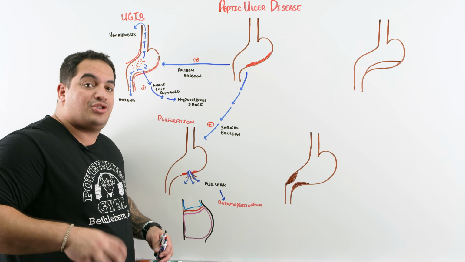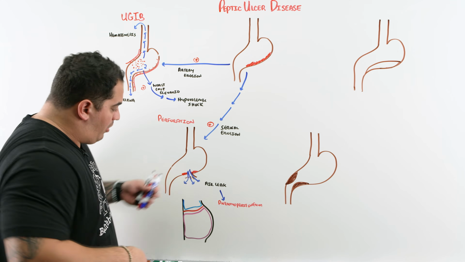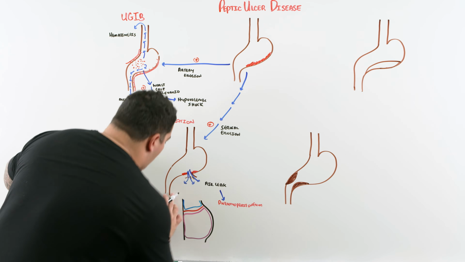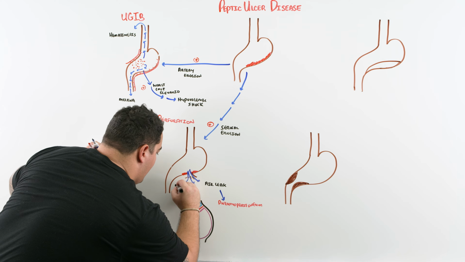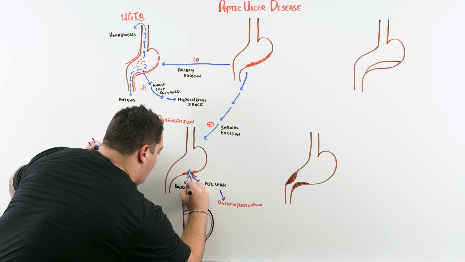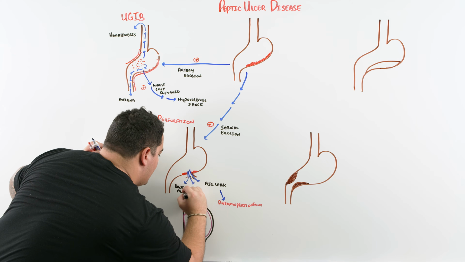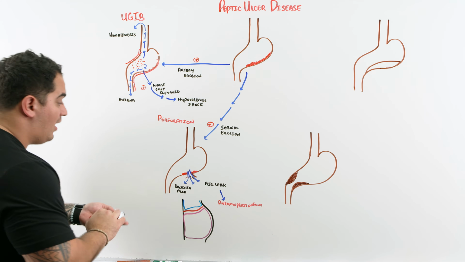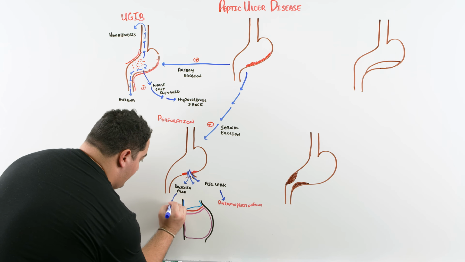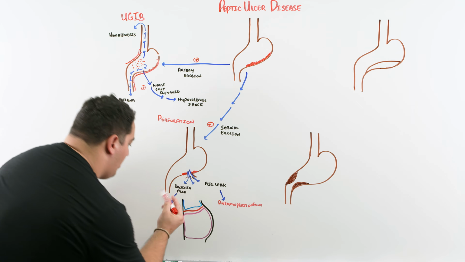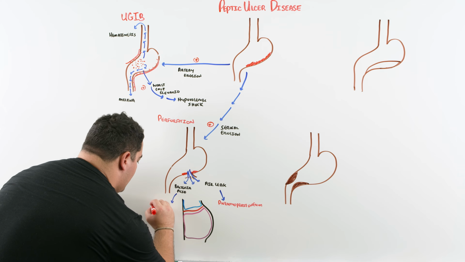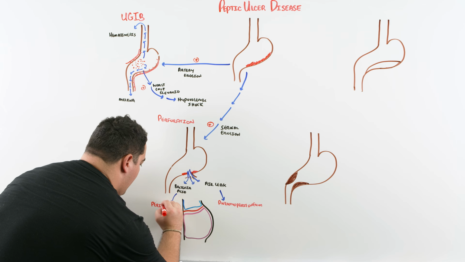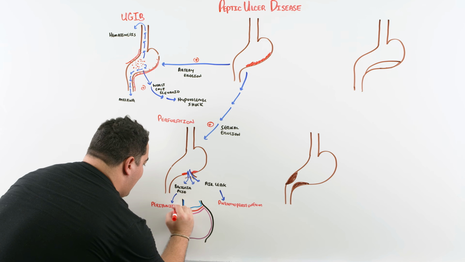Oftentimes they'll present not just with an air leak there, but there'll also be bacteria and acid from the stomach that'll cause inflammation of the peritoneum. And if it causes inflammation of the peritoneum, this is called peritonitis. How do we classify peritonitis?